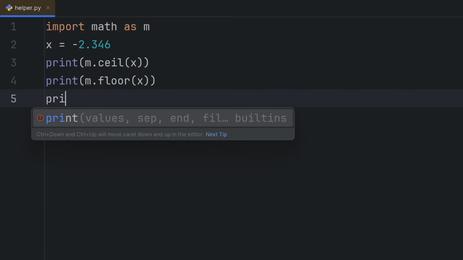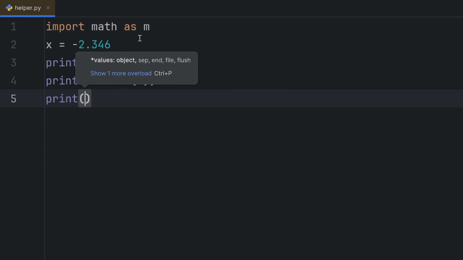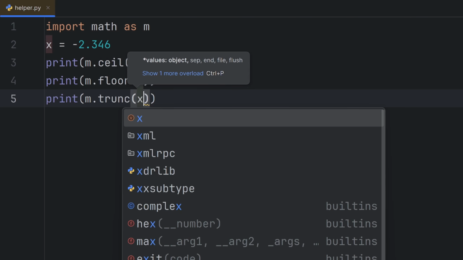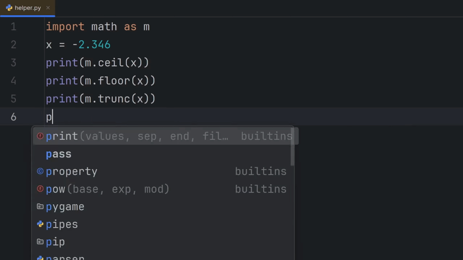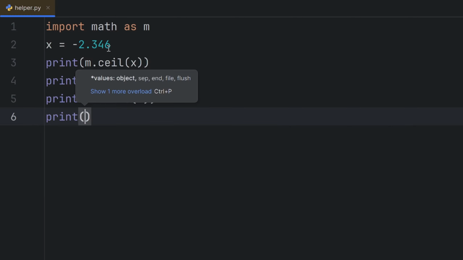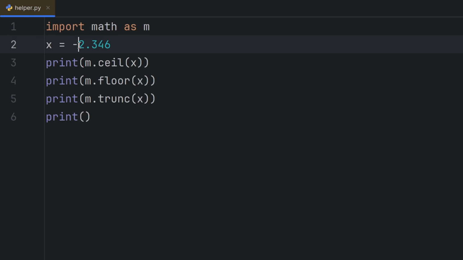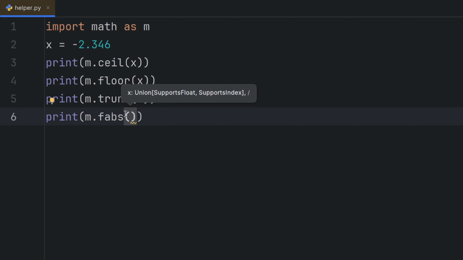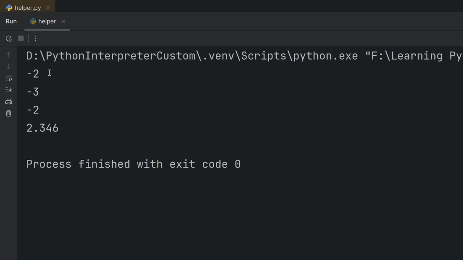But if I want to remove all the decimals, I would write m.trunc and then here pass x. Also, I want to show you how to write an absolute value of this x, which is the positive value, 2.346. You would write m.fabs, floating absolute, that is the shortcut, and pass x. Now when I run this, as you can see, ceil number rounds it to the first bigger, while floor rounds it to a first smaller. And trunc simply removes all the numbers. I mean all the decimals.